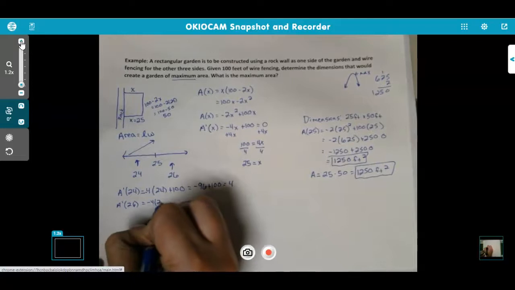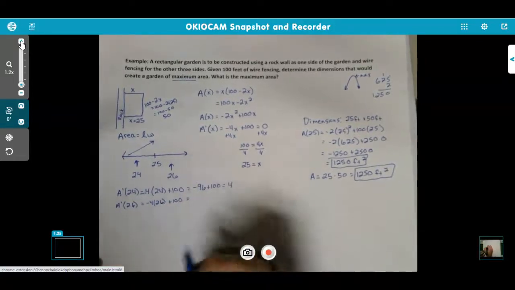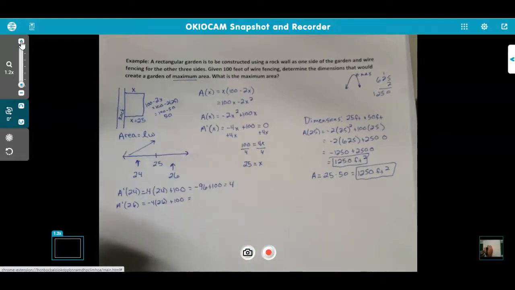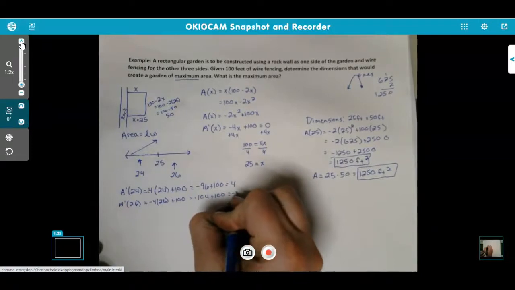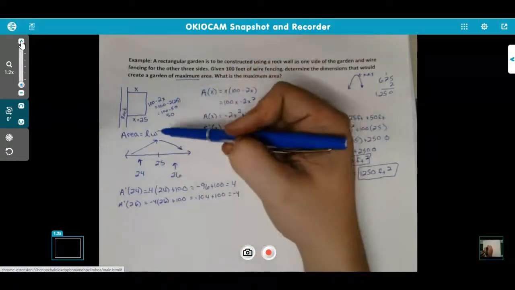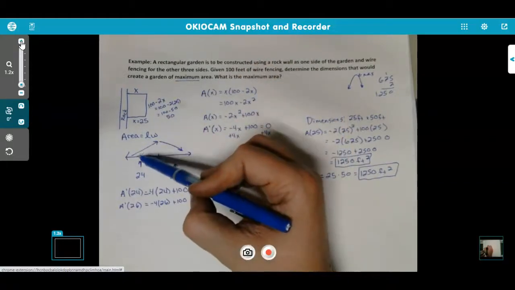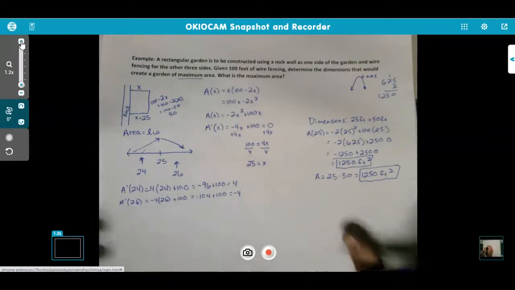Negative 4 times 26 plus 100. 26 times negative 4 should give you negative 104 plus 100, which is negative 4. So it's decreasing over here. So that's how I can prove this is the maximum, because I'm switching from going up to down. But since I only found 1 point here, we knew it must have been that point. So we're good there.